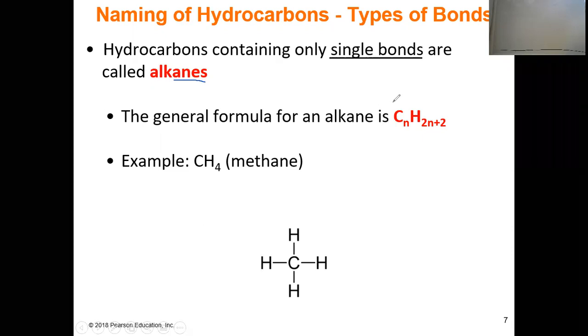There is a general formula for all alkanes, and that will tell you the number of carbons in relation to the number of hydrogens. So for every 1 carbon, we have 2 times the number of carbons plus 2 hydrogens. You're like, Lauren, what does that mean? Well, I want you to look at this example here. We have CH4, that's methane. So I'm going to show you this real quick.